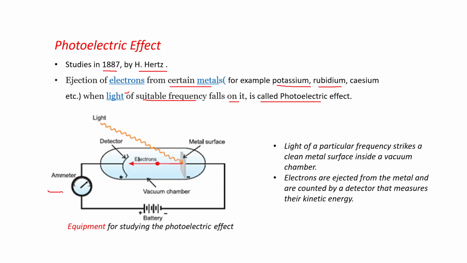This is one equipment for studying the photoelectric effect. In this case, this is a metal surface, a metal plate. The light falls on this metal plate. Electrons are ejected, and this is a detector which can count these electrons and also measure the kinetic energy of these electrons. Light of a particular frequency strikes a clean metal surface inside a vacuum chamber. Electrons are ejected from the metal and are counted by a detector that measures their kinetic energy.